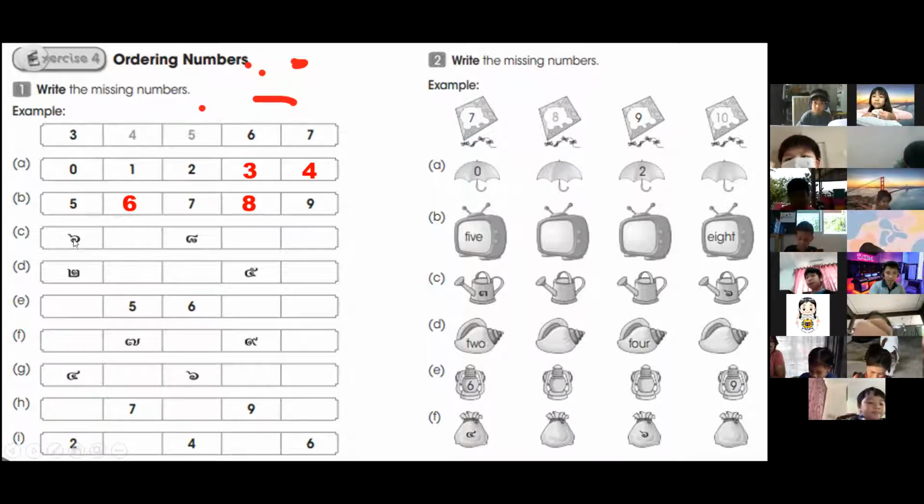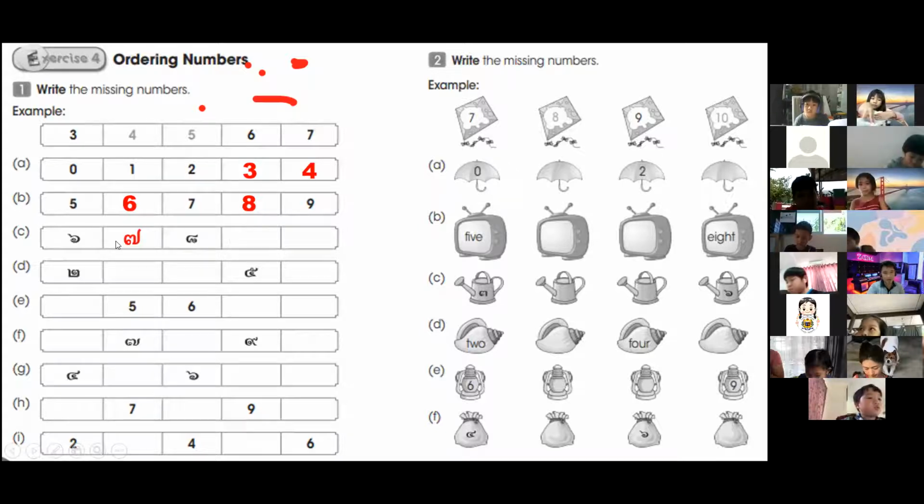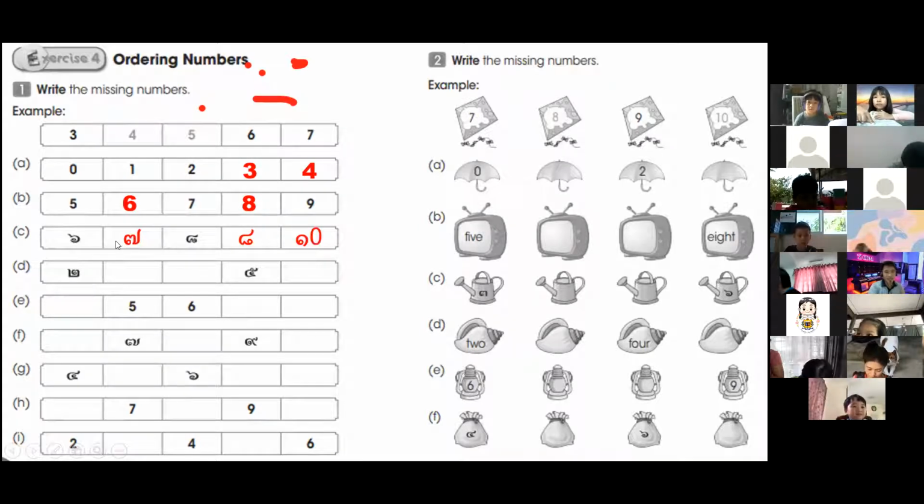I think this number is number 6, right? Number 6. And this is number 8. So the next numbers here, the 2 or 3 numbers, are number 7, number 9, and number 10. 7, and then 9 and 10.